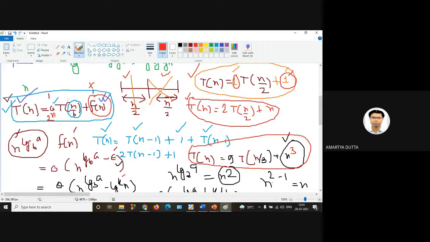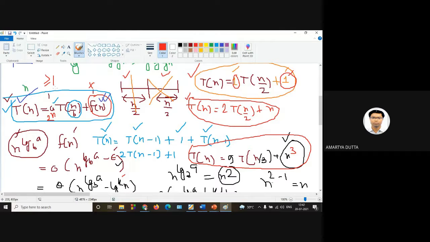Can we solve it? No, because a must be greater than or equal to 1. Your a value is half, 0.5. We can't apply the master theorem. 2^n is not a constant, so it's not applicable. And 0.5 is less than 1, so that's also not applicable.